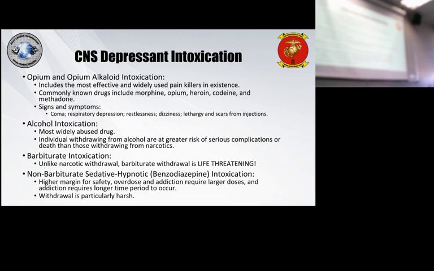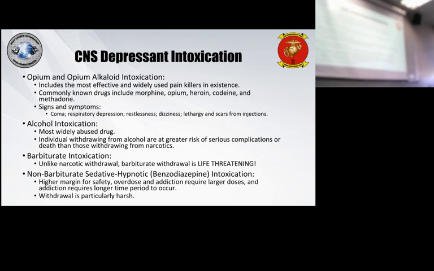Alright, so central nervous system depressant intoxication. So opium and opium alkaloid intoxication. It includes the most effective and widely used painkillers in existence. Commonly known drugs are morphine, opium, heroin, codeine, and methadone. The signs are coma, respiratory depression, restlessness, dizziness, lethargy, and scars from the injections.